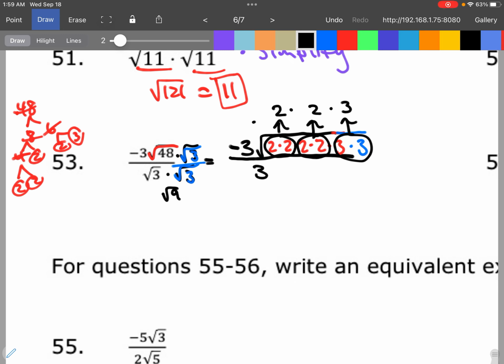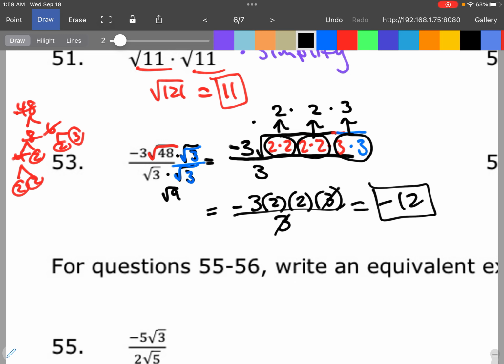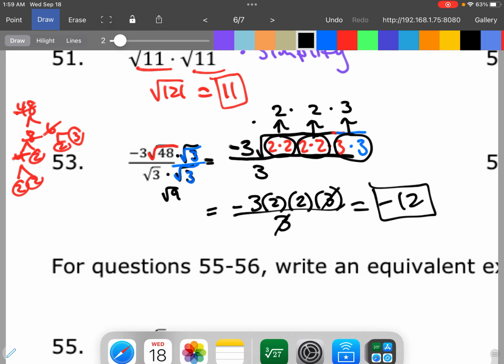We really got to get our calculator out right now. -3 times 2 times 2 times 3, all divided by 3. I'm going to get rid of those two. 3 times 4, answer should be -12. If you don't believe me, go type it into the calculator. I'll go do it right now.